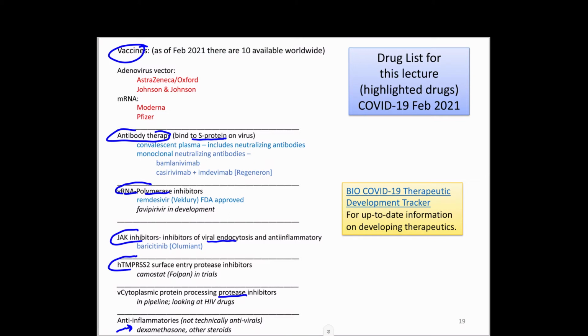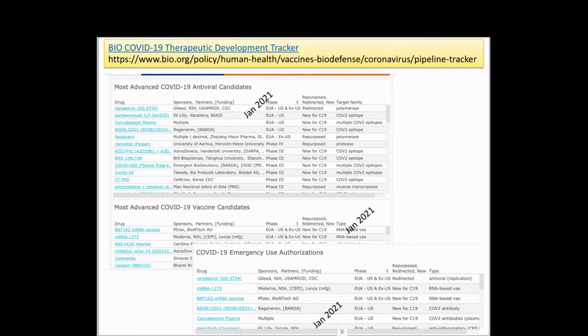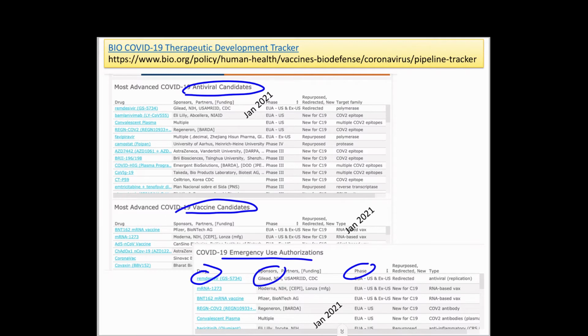You're absolutely going to want to bookmark this link. It's a frequently updated database of all of the therapeutics for COVID-19 and what phase they're in. This is what you're going to see when you pull up that database. You can look at either antiviral drug candidates, vaccine candidates, any agents that have emergency use authorizations. You can see the name of the agent, the company that's creating it, what phase it's in, say if it has U.S. emergency use authorization, if it's in phase 3, what the drug target is, or in terms of vaccines, what form of vaccine it is.